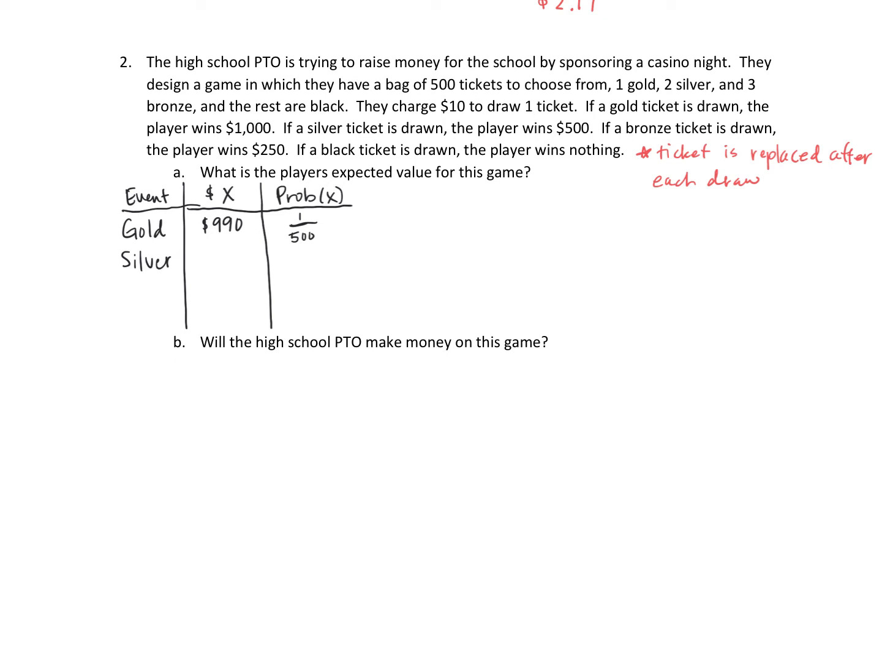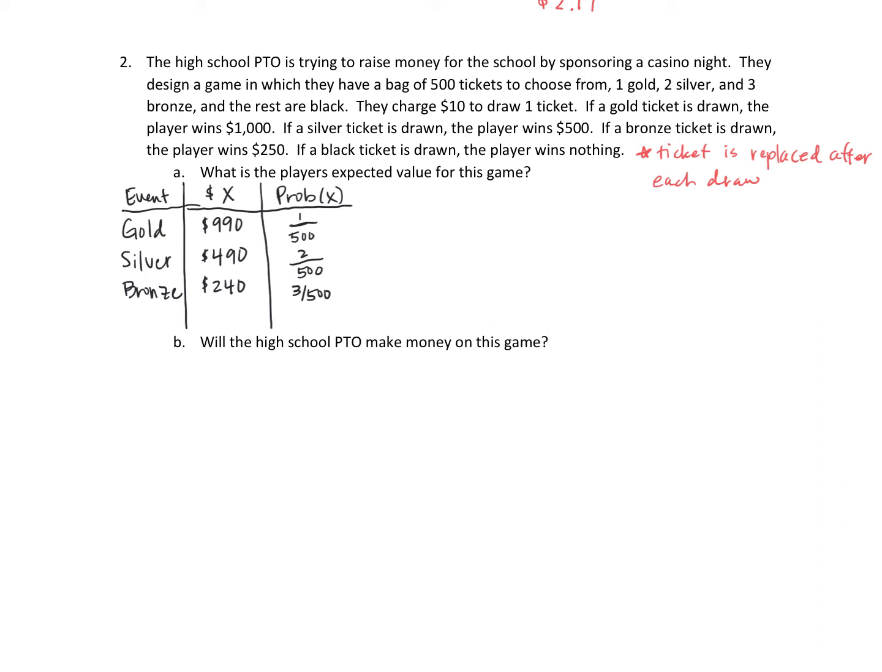The next option is you could draw a silver ticket. There are 2 silver tickets out of 500. So that's the probability of drawing a silver ticket. And if you get a silver ticket, you win $500. Again, you paid $10 to play, so your net profit will be $490. All right, a third possibility is you draw a bronze ticket. If you draw a bronze ticket, you will win $250. You paid $10 to play, so your net profit will be $240. And there are 3 bronze tickets, so 3 out of 500 would be the probability for that.